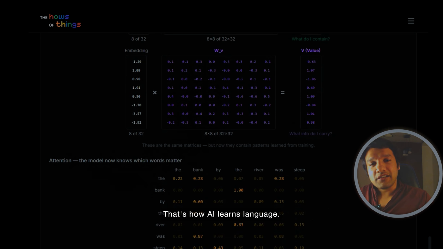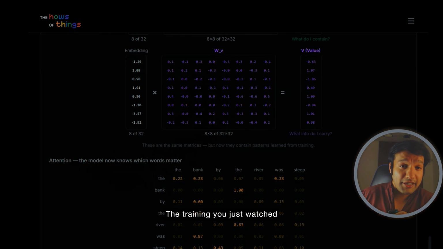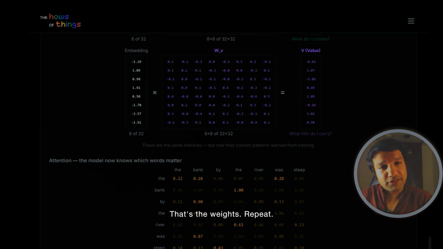That's how AI learns language. Billions of wrong guesses, each one making the model slightly better. The training you just watched took about 10 seconds and used a few dozen sentences. Real training takes months and uses trillions of words. GPT-4 trained on more text than you can read in 1,000 lifetimes. But the principle is identical. Guess, measure how wrong, nudge the weights, repeat.